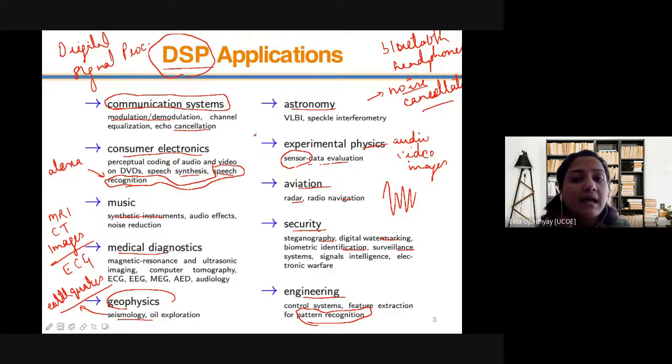Now, in all these applications, students, one thing is common, and what is that thing? What is DSP? DSP is digital signal processing. Which signals are we trying to analyze? Digital signals. Digital signals we are trying to analyze.